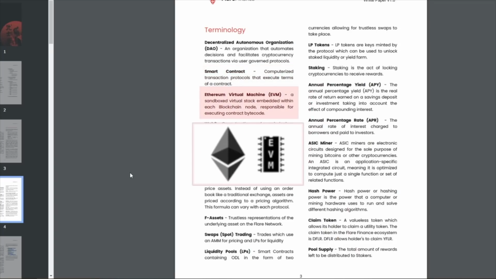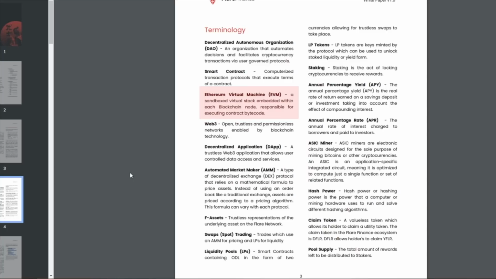The Ethereum Virtual Machine, or EVM for short. This is a sandboxed virtual stack embedded with each blockchain node, responsible for executing contract bytecode. Now, since the Flair network implements the Ethereum Virtual Machine, it means that smart contracts which are running on the Ethereum Virtual Machine can easily be ported over to the Flair network and be executed there in the same way. Web3. Web3 refers to open, trustless, and permissionless networks enabled by blockchain technology. Decentralized applications, or dApps for short. A trustless Web3 application that allows user-controlled data, access, and services. This basically refers to an application that can utilize this new technology of blockchain.